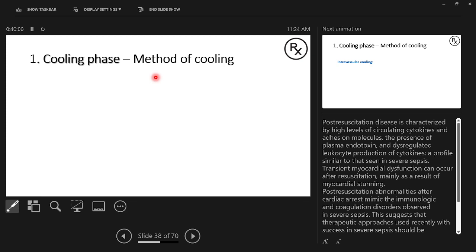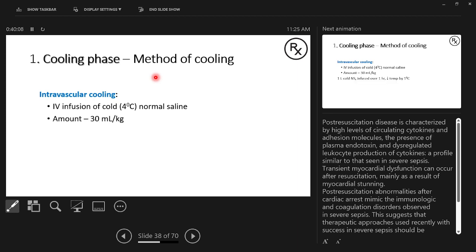Then what are the methods we can use for cooling the patient? We can use intravascular cooling, where we can use an IV infusion of 4 degree cold saline. The dose will be 30 ml per kg.